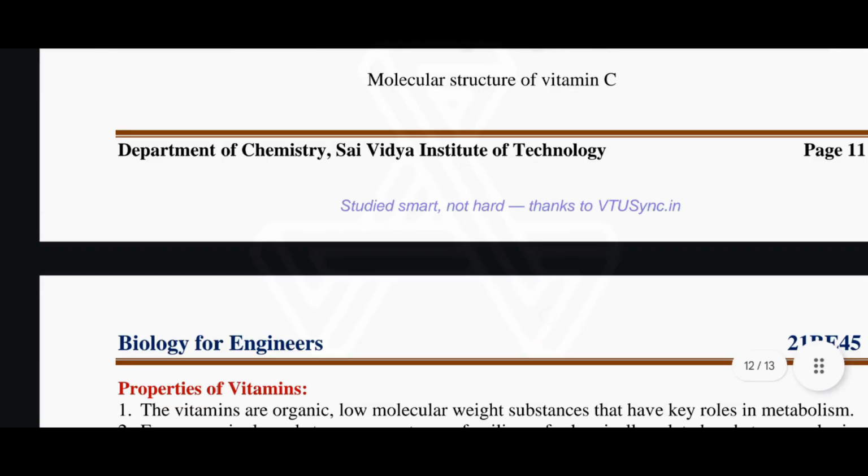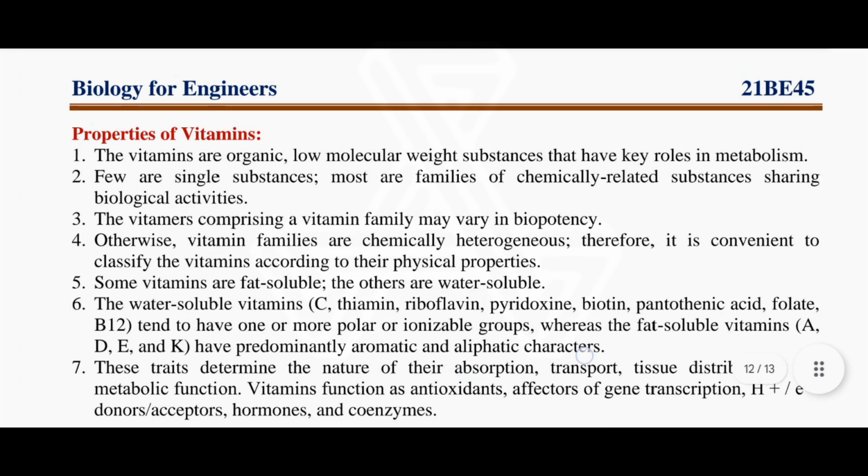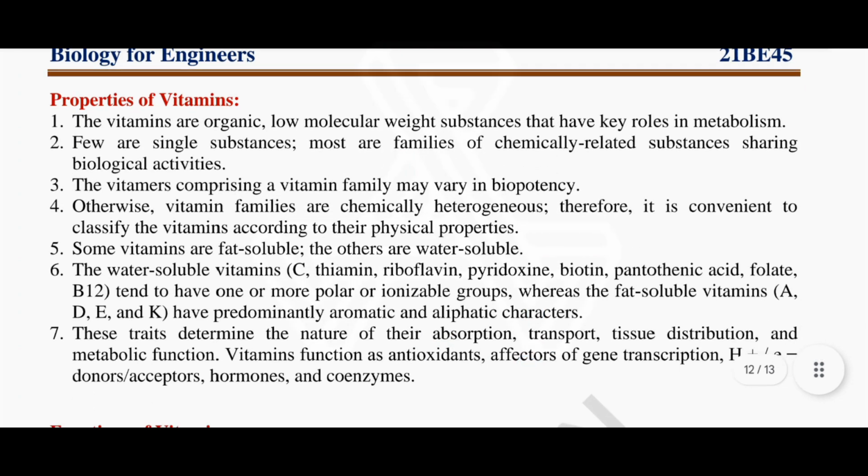Vitamin C, molecular structure of vitamin C. Then the properties of vitamins include that vitamins are organic low molecular weight substances that have key roles in the metabolism.